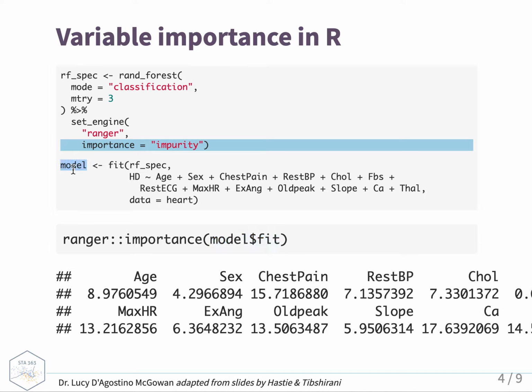So I take my model that I fit here. This would change depending on what you've named the output from this model. Here I've named it model, and I pull out the fit object. That's what this dollar sign does. And that tells us the relative importance of each of these variables.